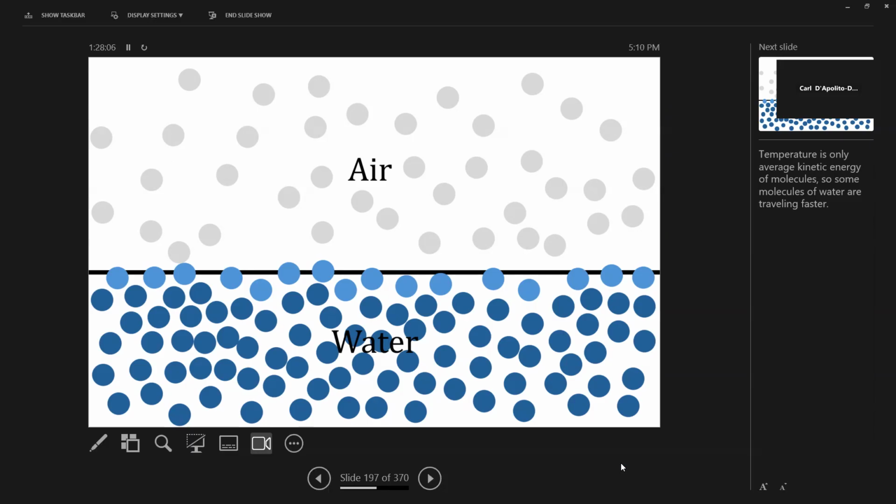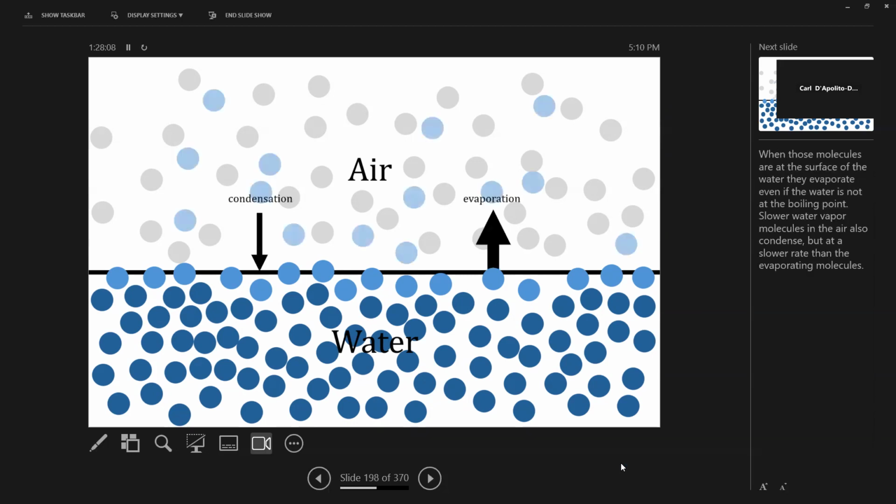But essentially, if there's water and there's air, the water is moving around. And remember, I said temperature isn't really real. Temperature is the average kinetic energy of the molecules, not the speed of all the molecules. It's just a global averaging of how fast all the molecules are moving and how that feels to us. If you have molecules at the interface, some of them are going faster, some of them are going slower.